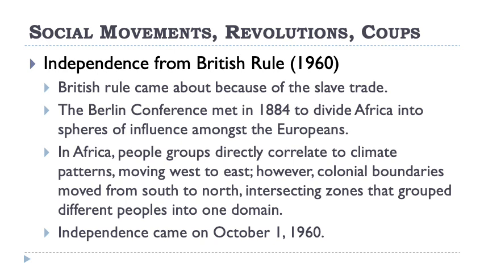In Africa, people groups tend to correlate with the climate patterns, which move from west to east. So you'll see changes in people as you go from west to east. However, in the post-colonial period, the colonial boundaries, which were drawn up by the Westerners in the aftermath of their empires, moved from north to south. And so you get this cross-hatching of intersecting zones that grouped different kinds of people into one domain. In other words, various people were divided up into different countries instead of packed together into one country. And of course, the Westerners were oblivious to the subtleties of the ethnic differences amongst Africans.